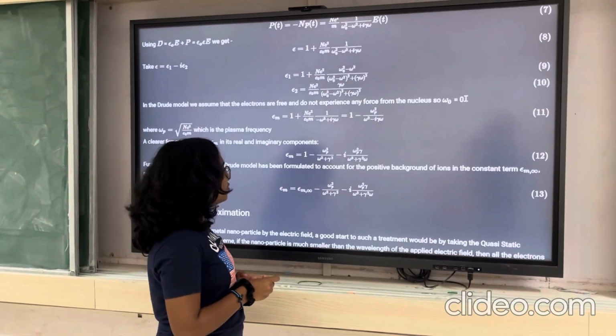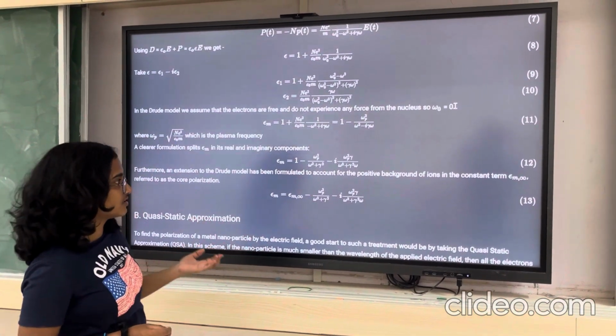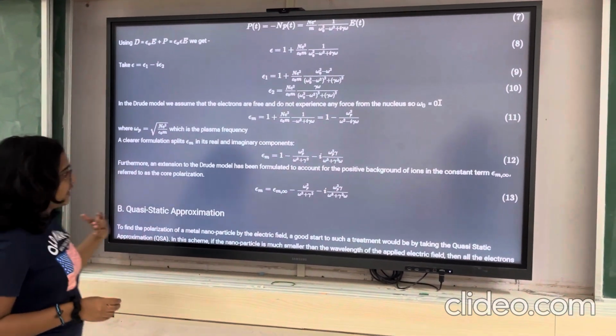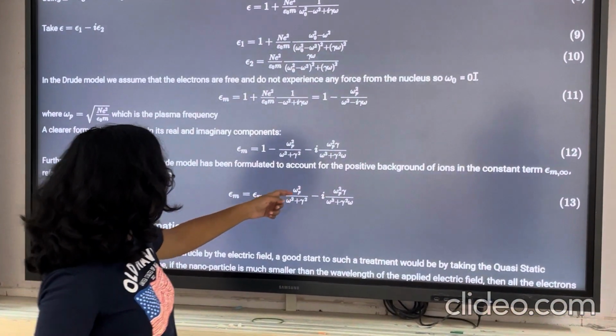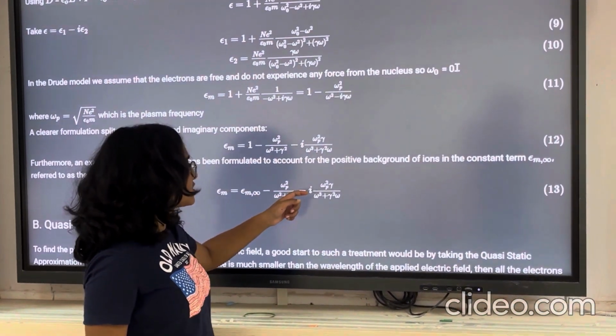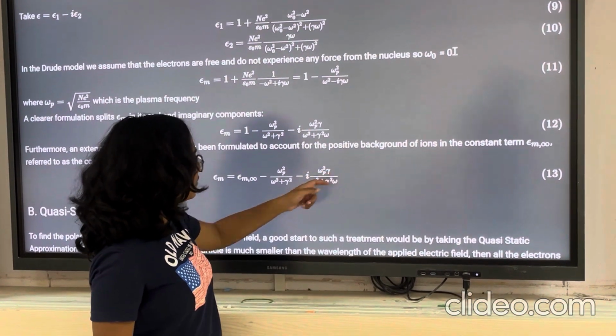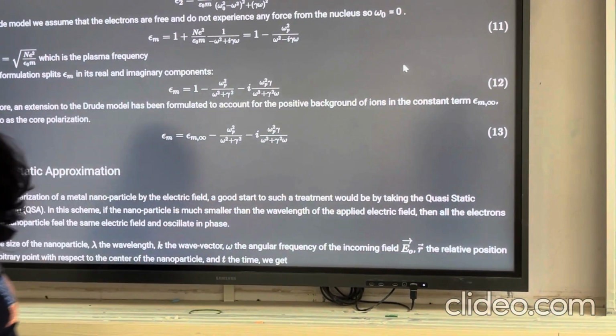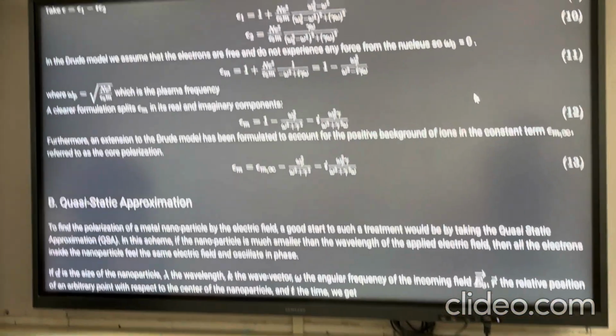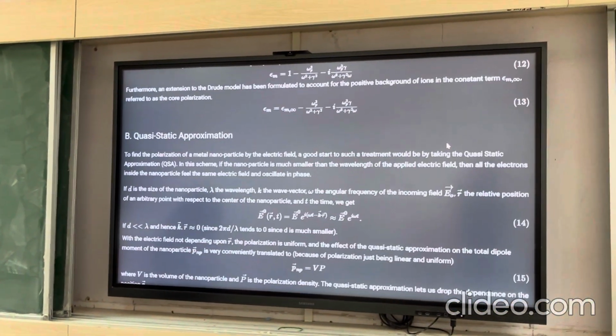This can again be split into its real and imaginary components. Finally, to account for the positive background of ions in the constant term, we get epsilon m infinity, which is just minus omega p square by omega square plus gamma square minus i omega p square gamma by omega cubed plus omega gamma square. Now, coming to the quasi-static approximation.